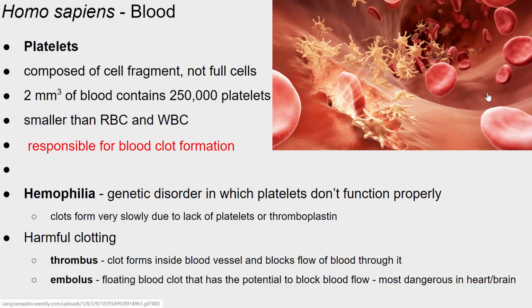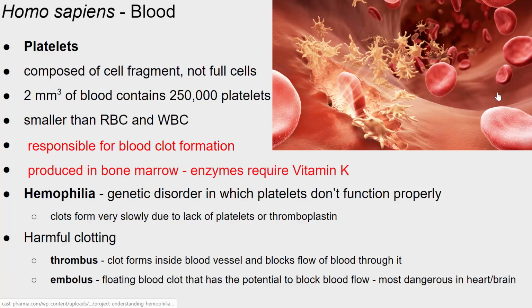Sometimes we think of blood clots as something that's harmful, and they can be if they don't form at the correct place or at the correct time. But our blood clotting is important because it helps to seal up damage to blood vessels, helps to stop bleeding, helps the healing process. They're produced also in the bone marrow. They require vitamin K, and if a person was deficient in vitamin K, then they may have difficulty with platelet formation, and their blood may not clot properly.